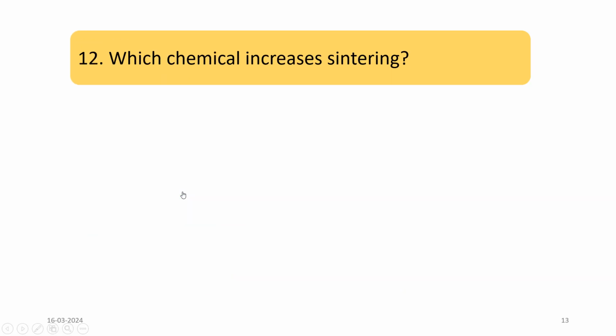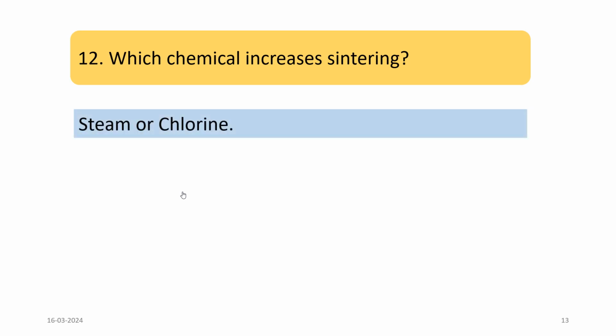Next question is, which chemical increases the sintering? Sintering leads to the deactivation of the catalyst solids, obviously, because they will club with each other and form a lump mass of particles which will not be effective for the reaction anymore. So which chemical increases sintering? The answer is steam or chlorine. The presence of steam or tiny amounts of chlorine increases the sintering inside the reactor.